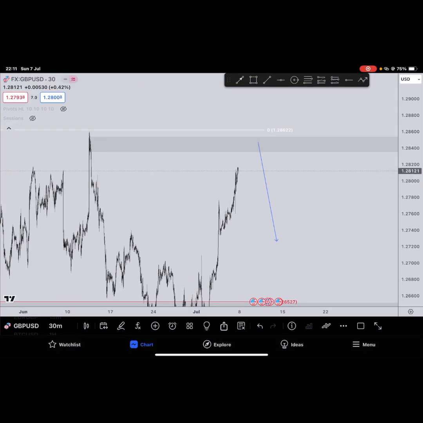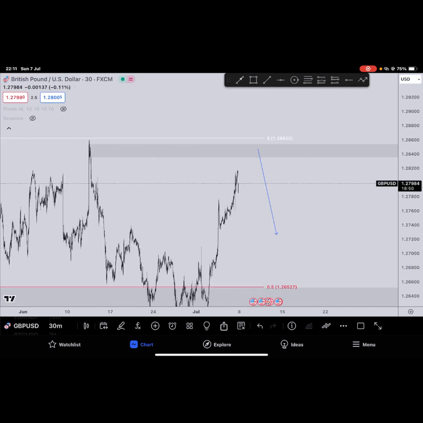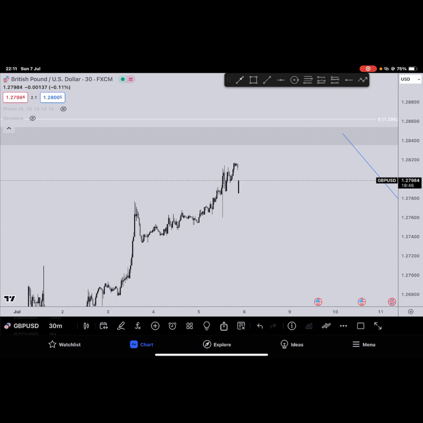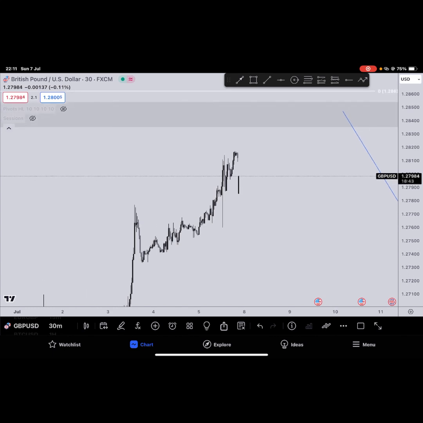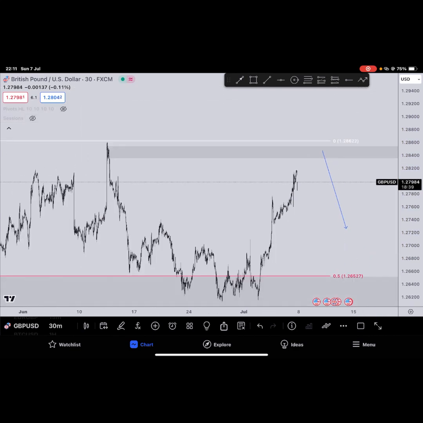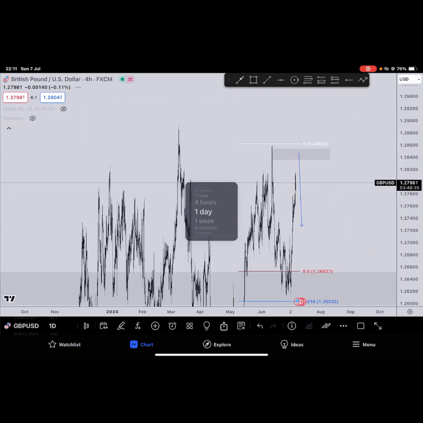So I have two major pairs. I look at GBPUSD and gold. The market just opened with a gap. So I have two pairs I'm looking at, GBPUSD and gold. Currently, I'll start from the daily time frame.